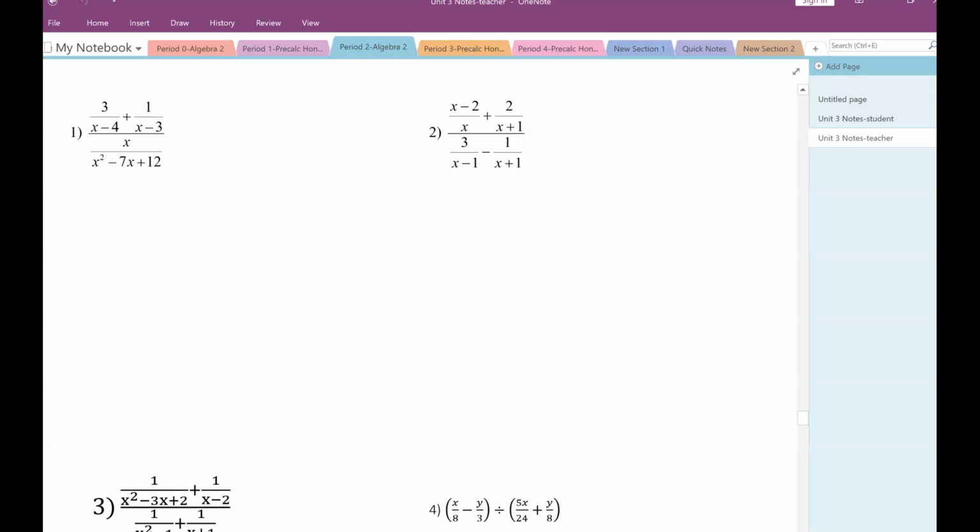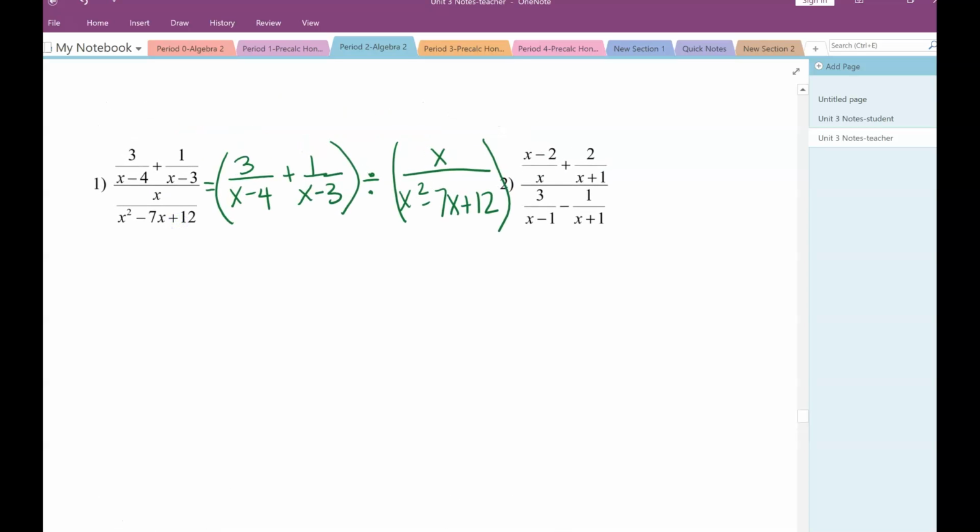So, number 1, 3 over x minus 4 plus 1 over x minus 3 divided by x all over x squared minus 7x plus 12. What we want to do is rewrite it in a horizontal way. So 3 over x minus 4 plus 1 over x minus 3, this whole thing right here, divided by x over x squared minus 7x plus 12. Okay. So we have that divided by that.